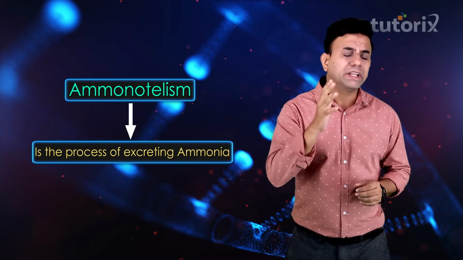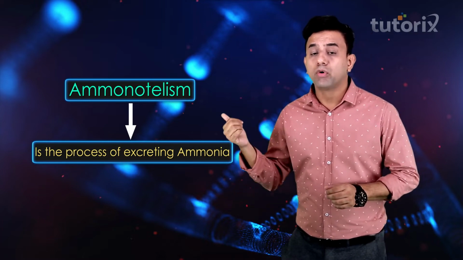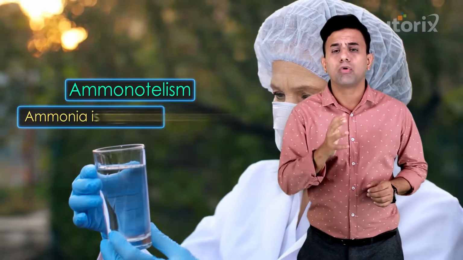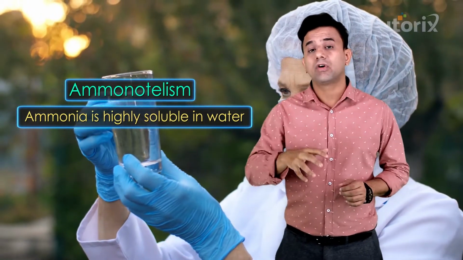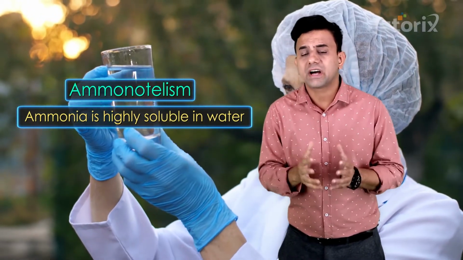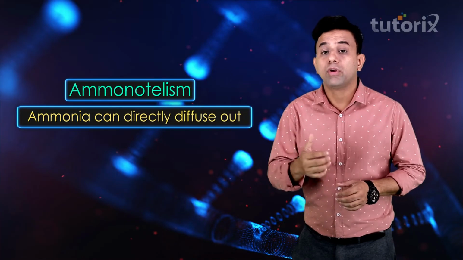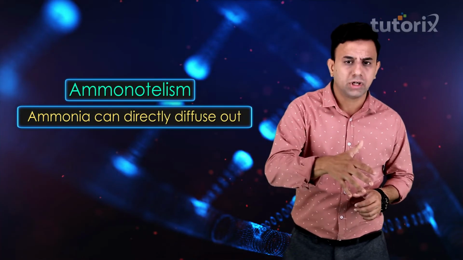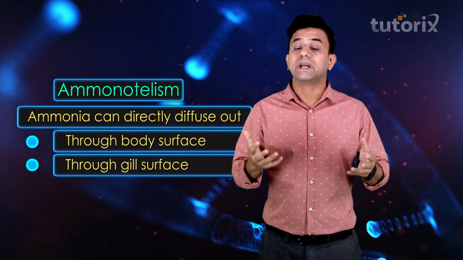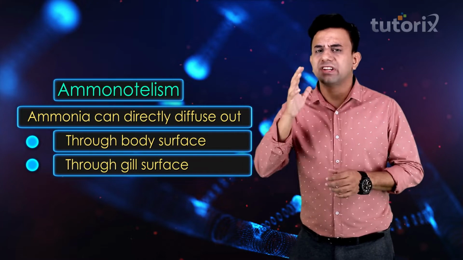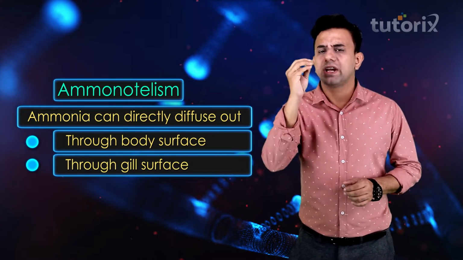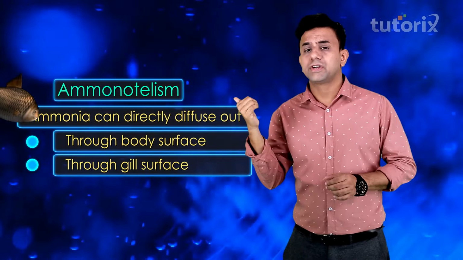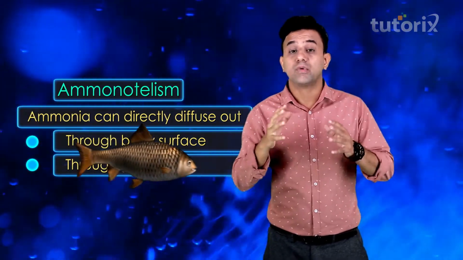Well friends, keep one thing in mind, that here ammonia is excreted. And how is it excreted? Well, to understand this, first of all, you should know that ammonia is highly soluble in water. And since it is highly soluble in water, ammonia can diffuse directly out through the body surface or through the gill surface.